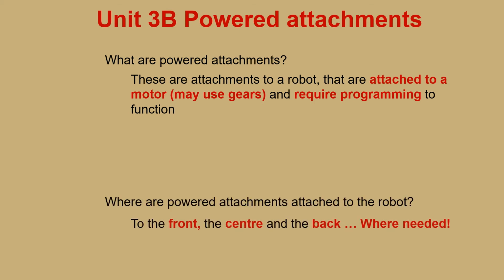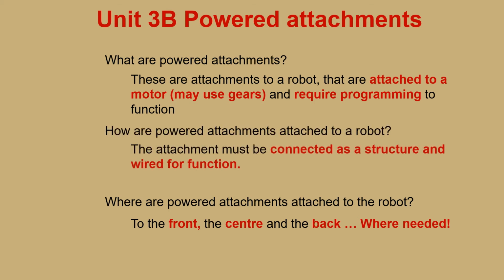So what are the powered attachments, or where are the powered attachments attached to the robot? Well, usually in the front, in the center, or at the back, exactly where they are needed. And how are the powered attachments attached to the robot? The attachment must be connected as a structure and then wired for function.